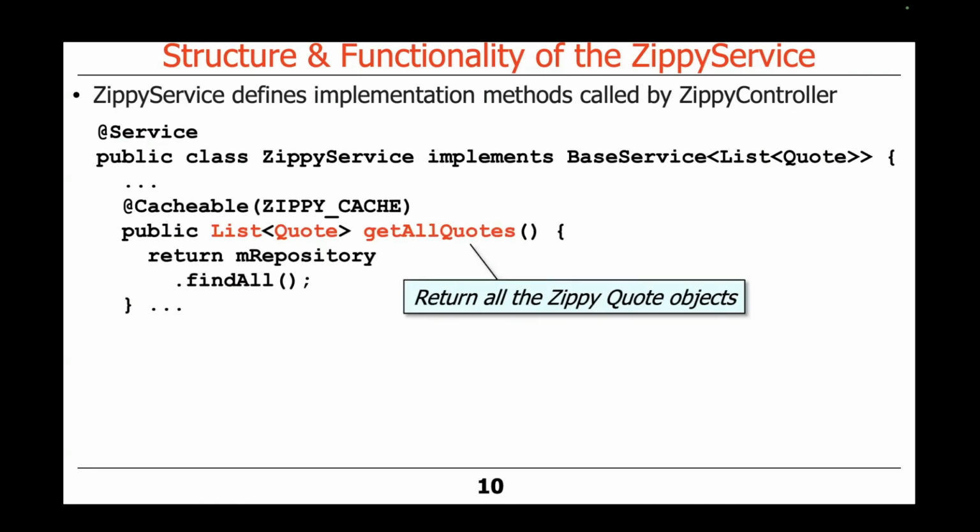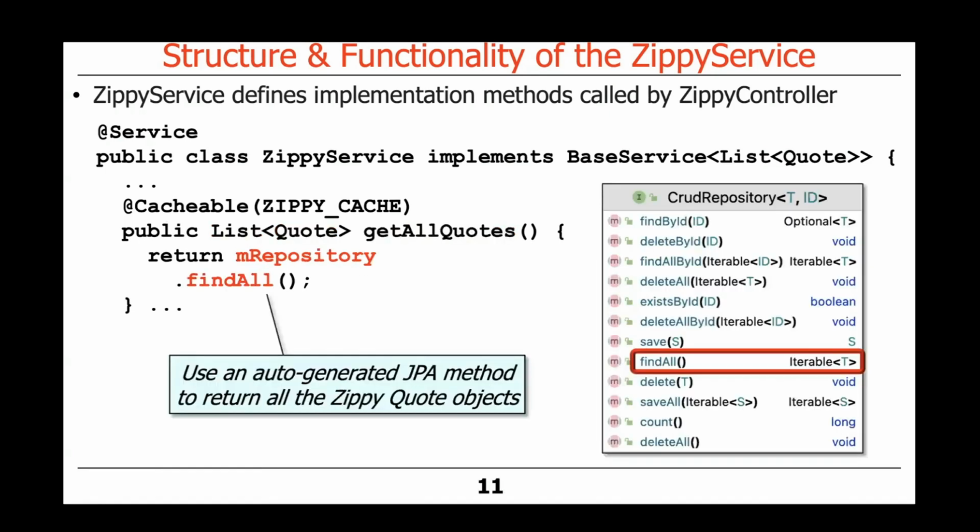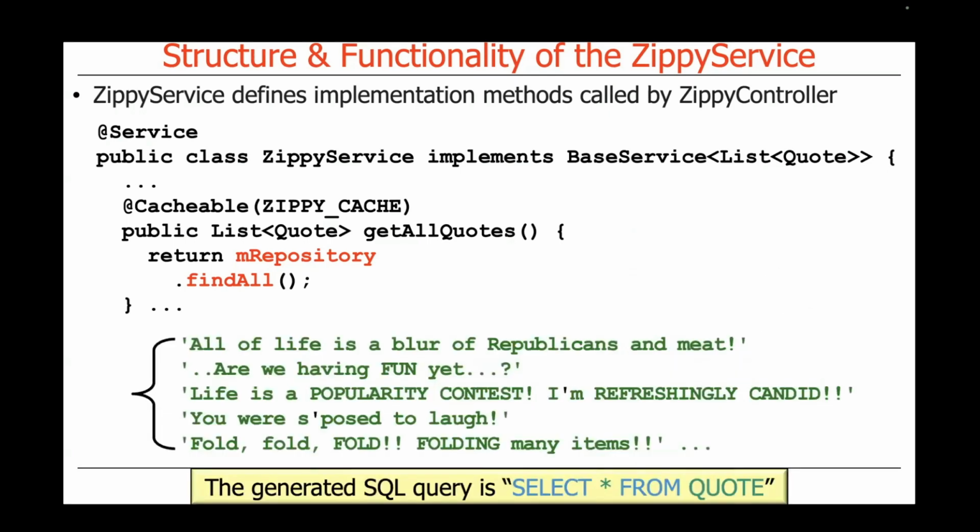So here's the getAllQuotes method, which returns all the Zippy quote objects that are part of that database. And the way it does it is by using the automatically generated JPA method called findAll, which comes from the CRUD repository, and that returns all the Zippy quote objects in the database. And effectively what this is doing is just doing a select everything from the quote table, and so we're just going to get back all the Zippy quotes that you can see here.